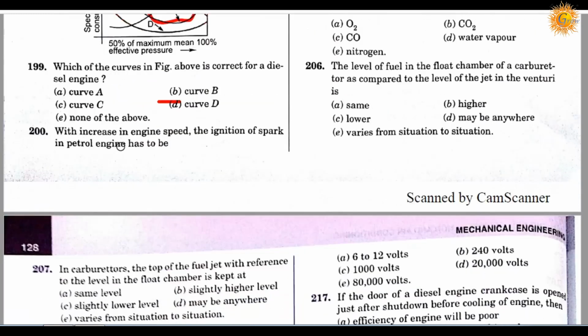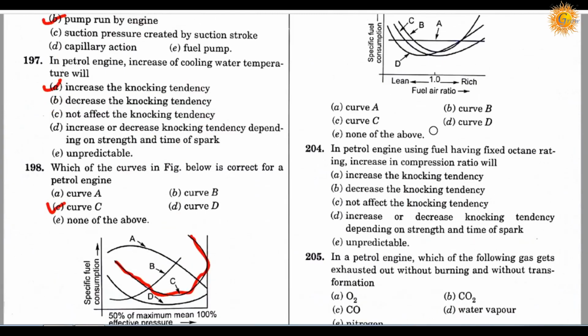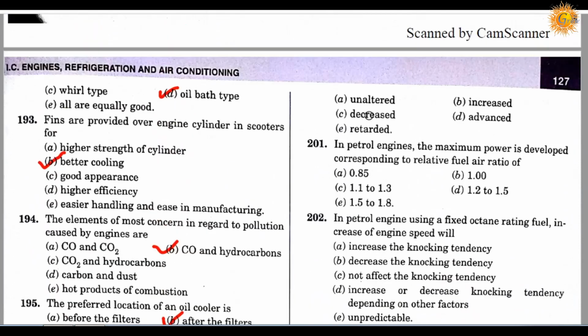Question number 200. With increase in engine speed, the ignition spark in petrol engine has to be: option A, unaltered; option B, increased; option C, decreased; option D, advanced; option E, retarded. So the correct answer is D, it will be advanced.